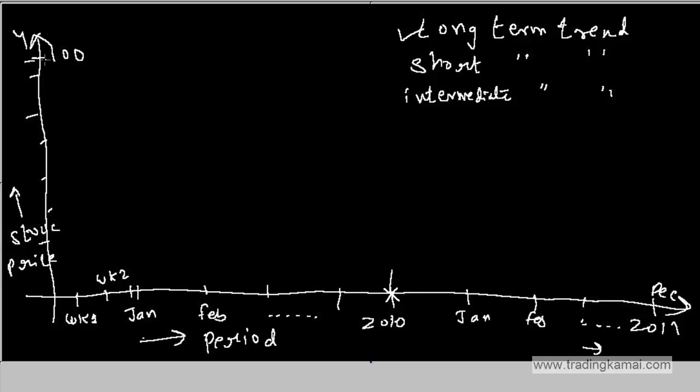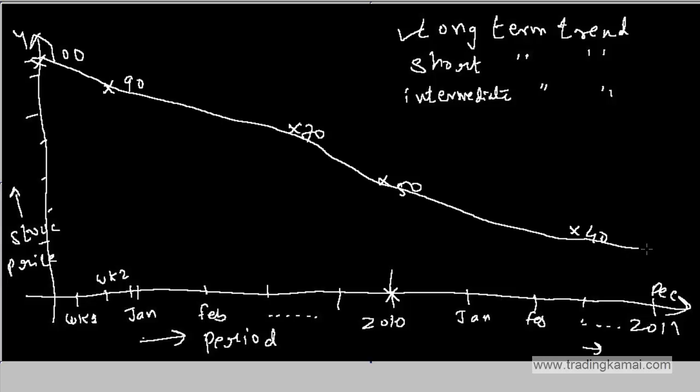The value of this stock ABC is, let's say, 100 at the start of the year. In January 2010, this stock value comes to, let's say, 90. Let's say in mid October, it comes to 70. In December 2010, let's say it comes to 50. In, let's say, March 2011, it comes to 40. Now, if you plot this graph, you can see that there is a downtrend going on. Now this is called a long-term downtrend.